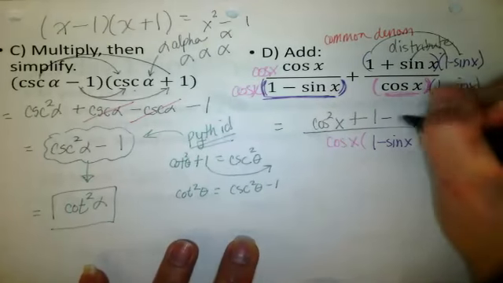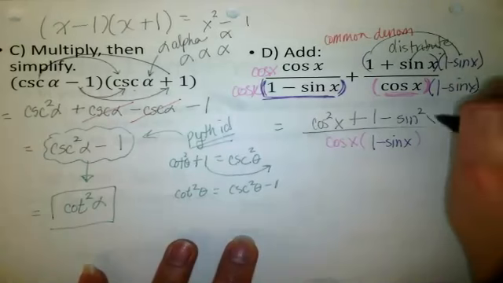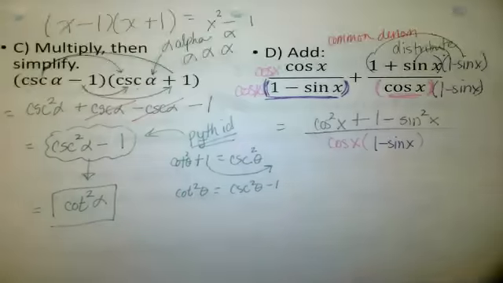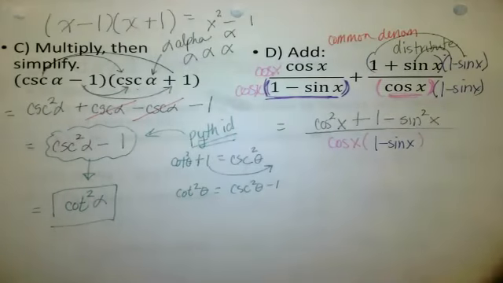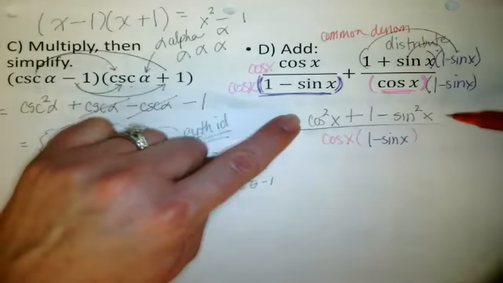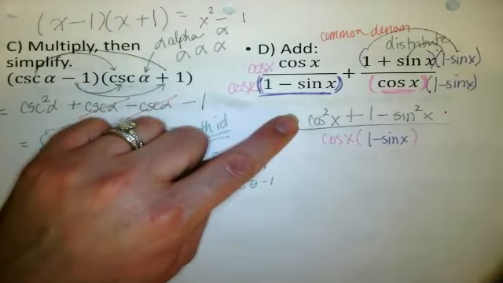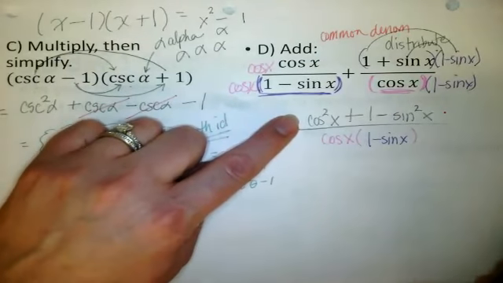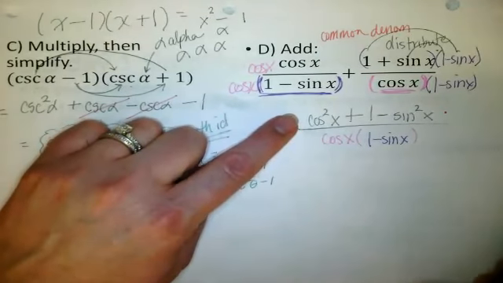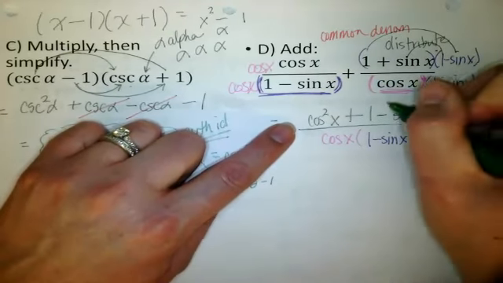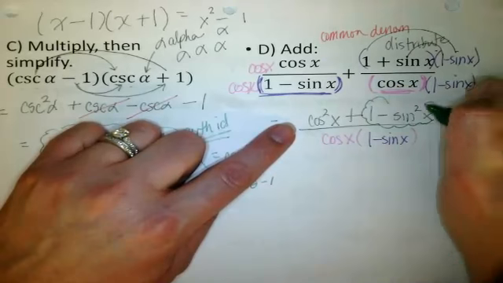negative sine squared x. Very good. Okay, now this is interesting. Normally, I might have some like terms. I could combine like terms. I don't have any like terms. However, I see things that are being squared, and I see things with a 1. I see 1 minus sine squared.